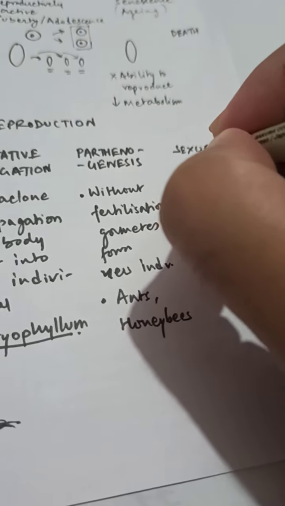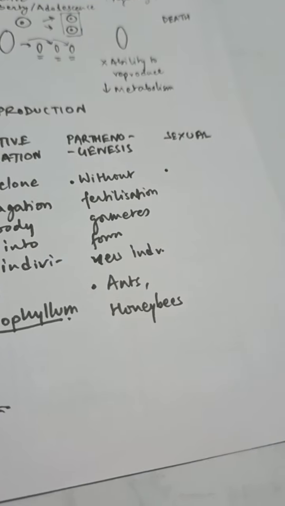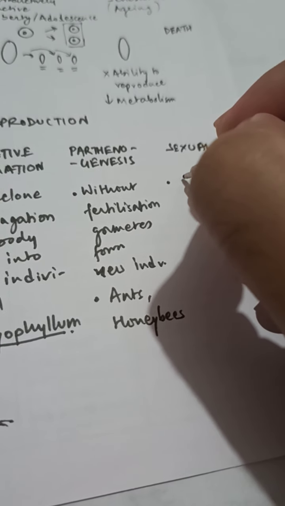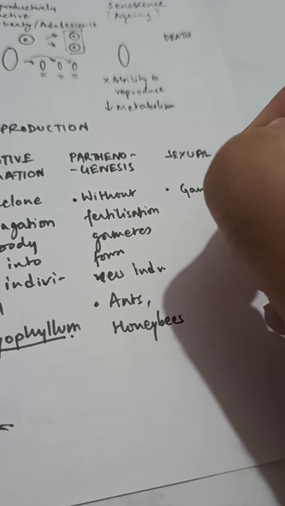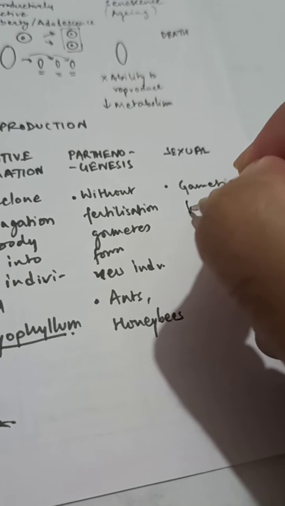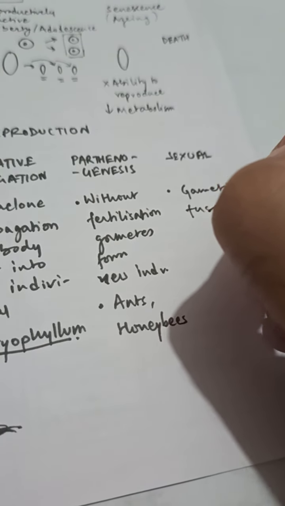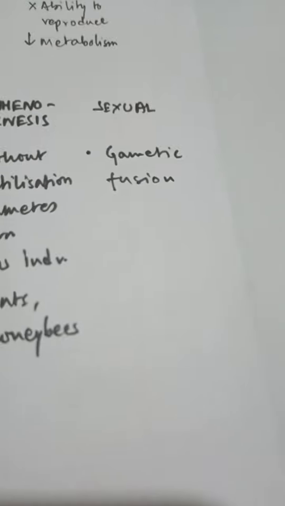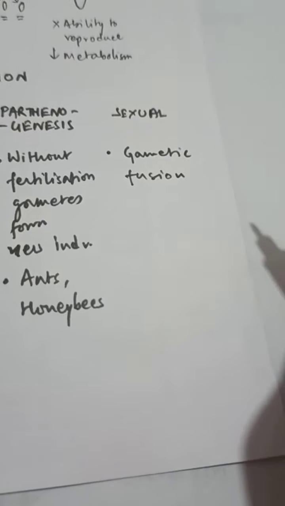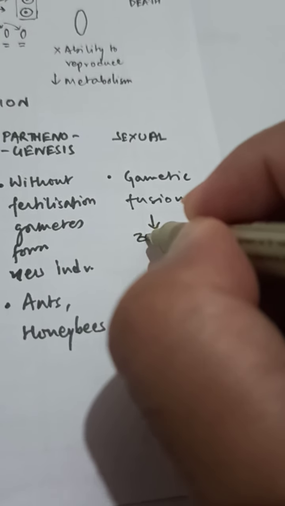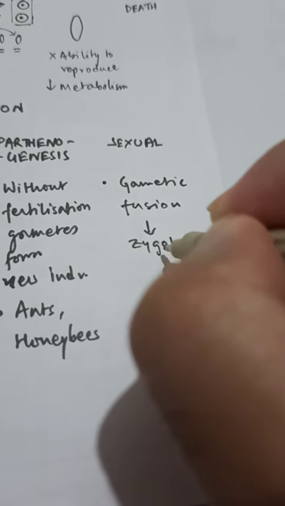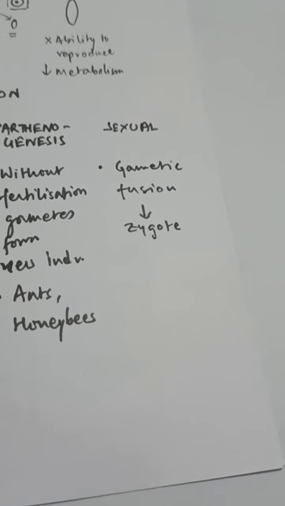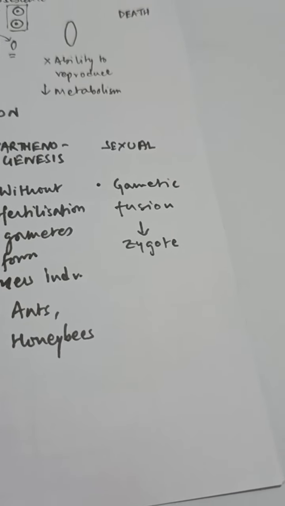Finally, the process of sexual reproduction comes. When we consider sexual reproduction, we will say that gametic fusion will take place. Two specific cells, known as the gametes, will fuse, and that gametic fusion will lead to formation of the zygote. That is what we are going to observe, and that zygote is actually the individual we are talking about. The zygote will now grow into the full individual.